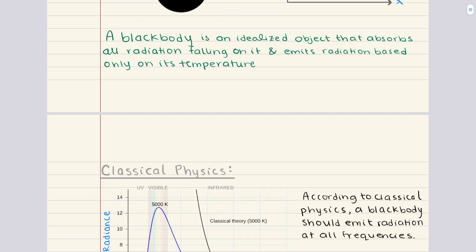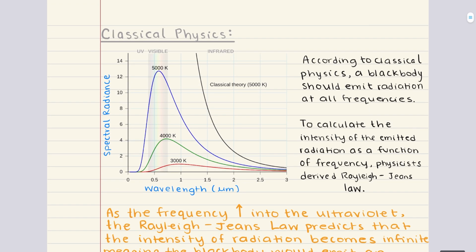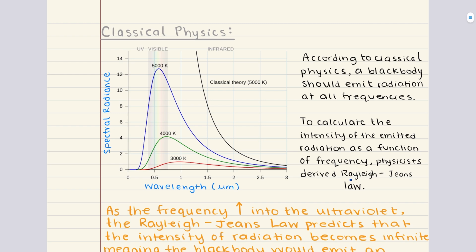Now, classical physics attempted to explain black body radiation with the Rayleigh-Jeans law. This is an equation that calculates the intensity of radiation as a function of frequency. According to this law, a black body should emit radiation at all frequencies, and the intensity of radiation should increase continuously with frequency. However, there was a significant problem with this prediction.